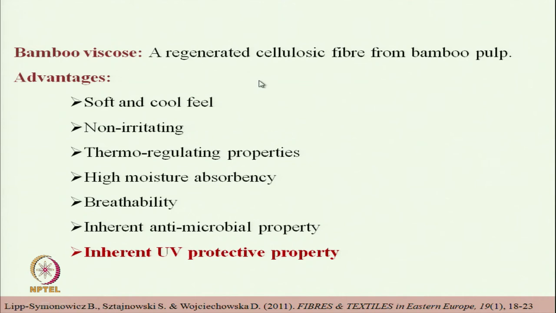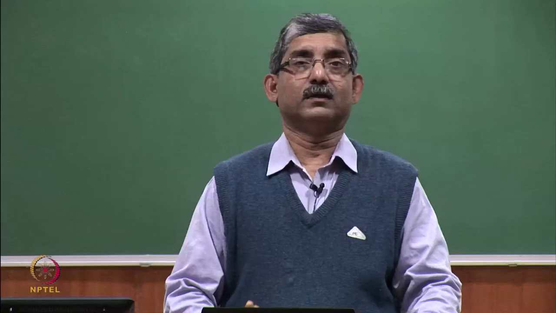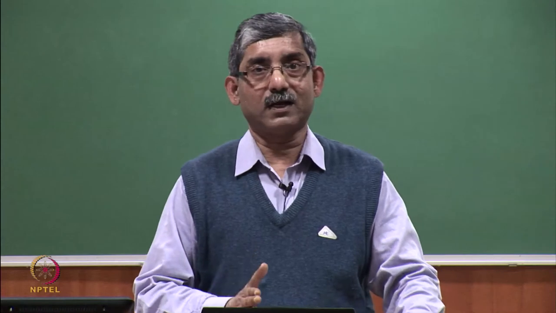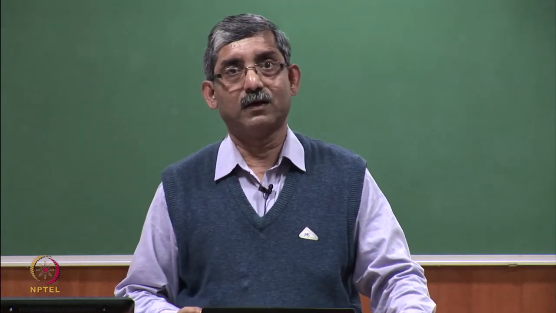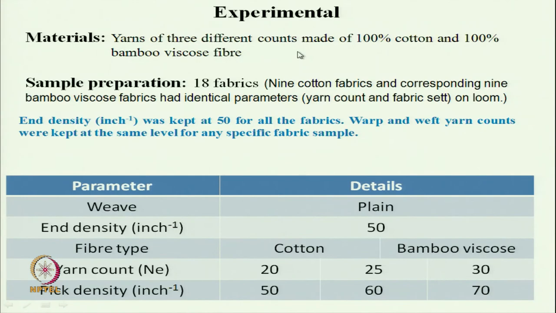It is reported that bamboo viscose has various positive characteristics: soft and cool feeling, non-irritating, thermoregulating properties, high moisture absorption, breathability, inherent antimicrobial properties, and most importantly, inherent UV protective properties. As we are dealing with UV protective properties, a detailed study was carried out to understand the UV protective performance of fabric made from bamboo viscose fiber and cotton fabrics. Three different counts of cotton and bamboo viscose yarns were taken.